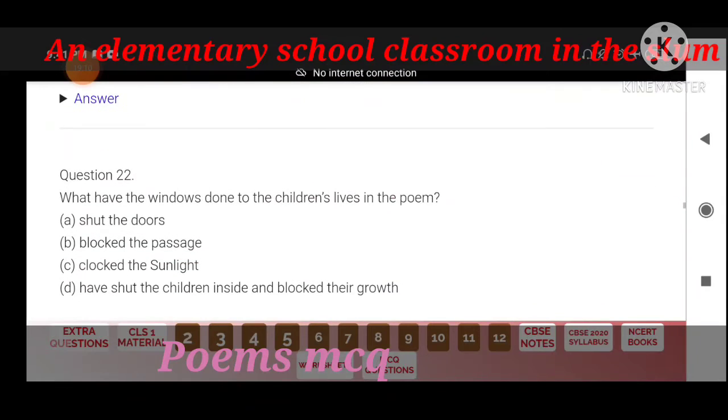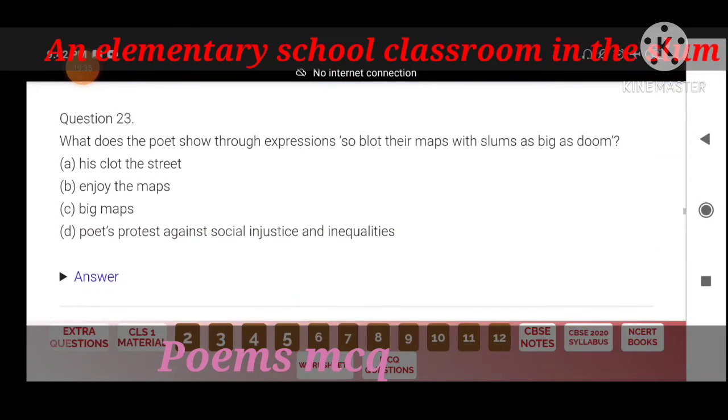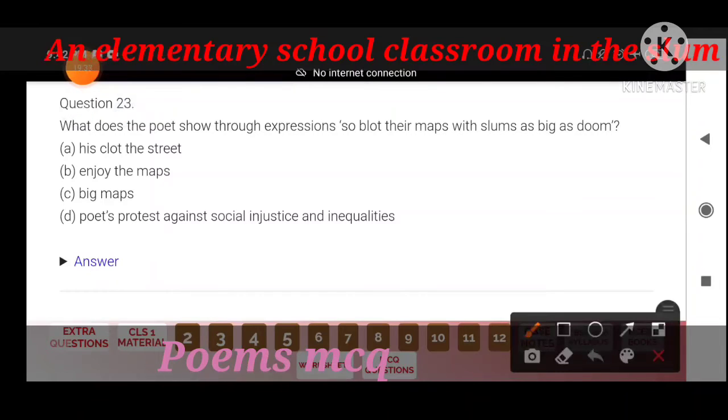22. What have the windows done to the children's lives in the poem? Shut the door, block the passage, clog the sunlight, have shut the children inside and block their growth. So here the answer will be have shut the children inside and block their growth. यानी कि वो जो स्लम स्कूल है उनमें उन लोगों ने पूरा अपना जो फ्यूचर है बस वहाँ तक ही रखा है. उसके बाहर की दुनिया उनको कुछ पता भी नहीं है और इवन दे आर नॉट इंटरेस्टेड टू नो.